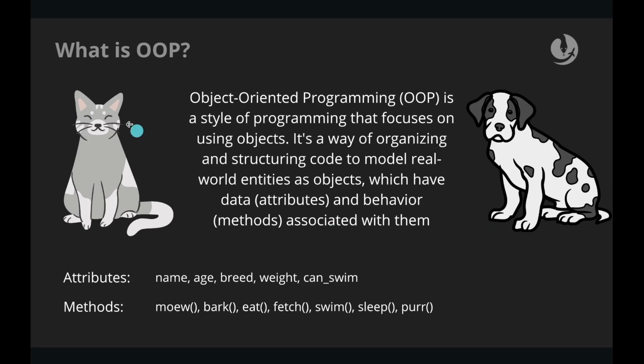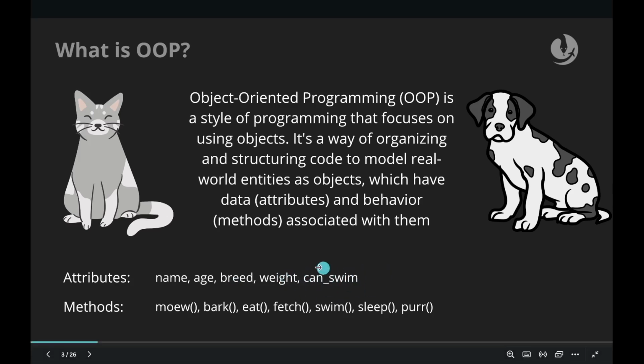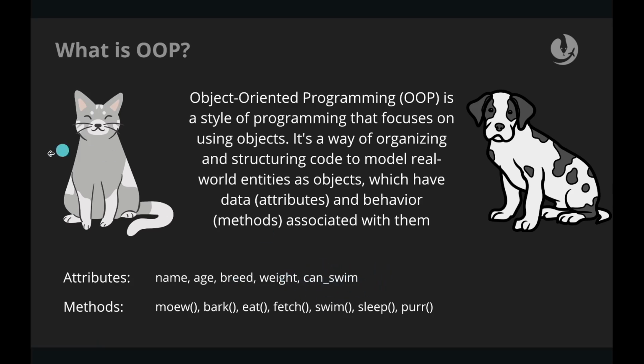So for example, we can create a cat setting some initial attributes. For example, the name would be Whiskers. The age would be, let's say, 5 years. The breed would be, I don't know, Maine Coon. Weight, let's say 7 kilos. And can swim. Swim is a Boolean. So let's say this cat doesn't know how to swim, and we can set this to false.